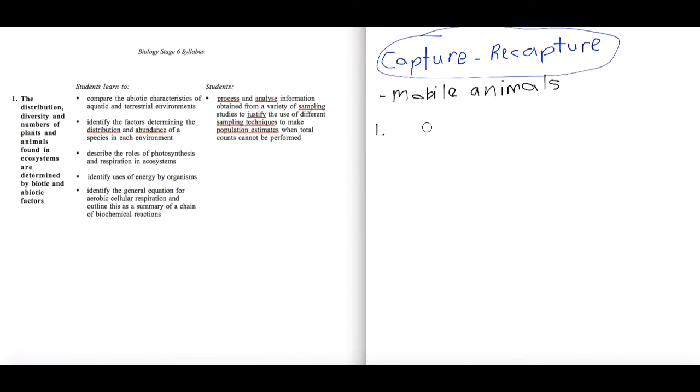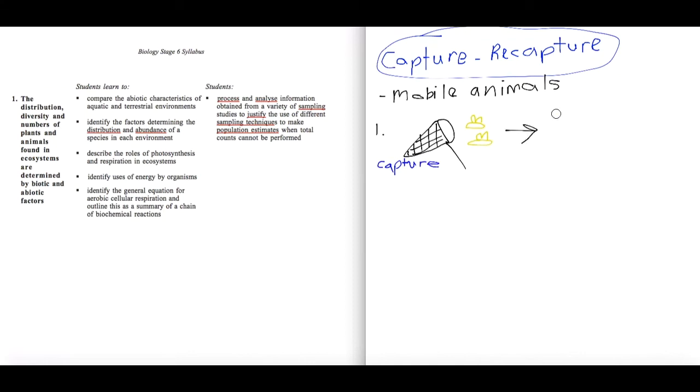So the first step of this technique is to capture a sample of a particular animal in an environment. So for this example, we'll pretend we want to estimate the abundance of a particular bee population in an environment. So we would capture a sample of that bee population.